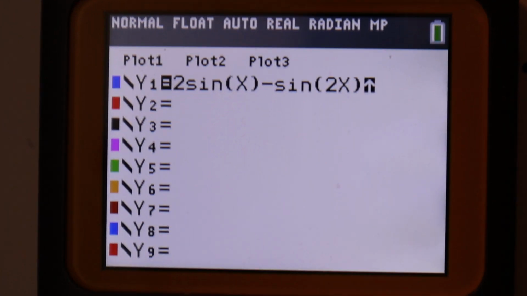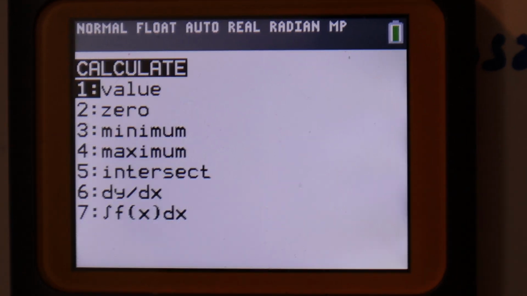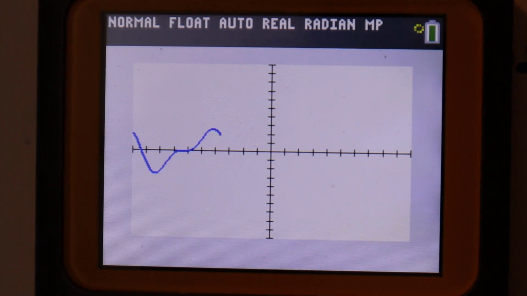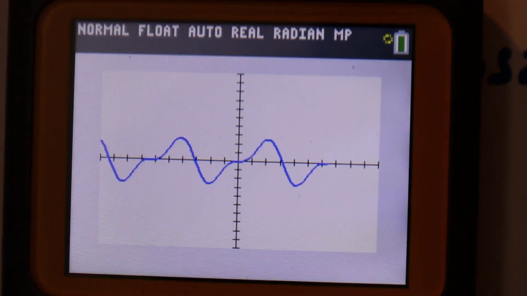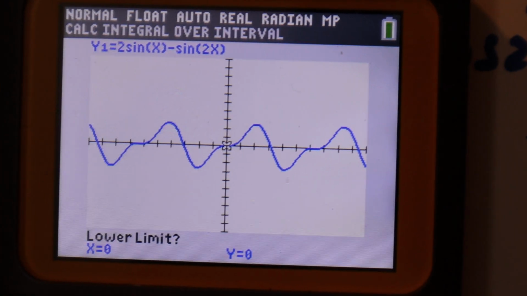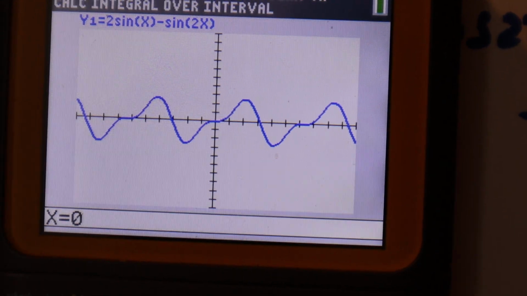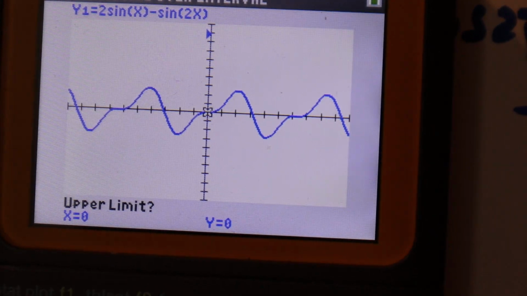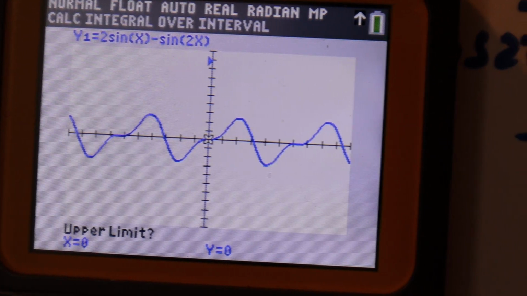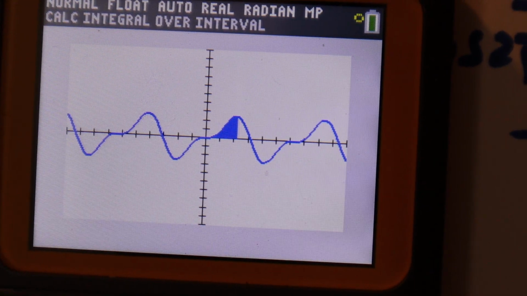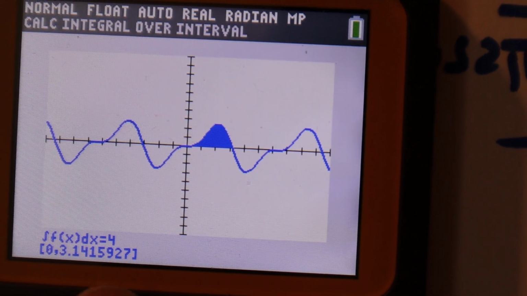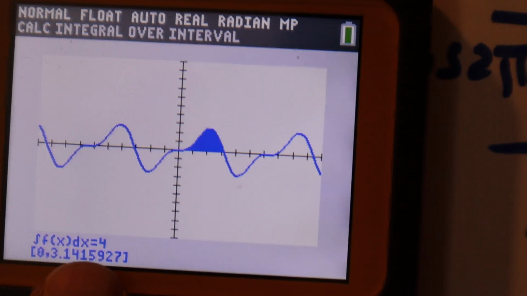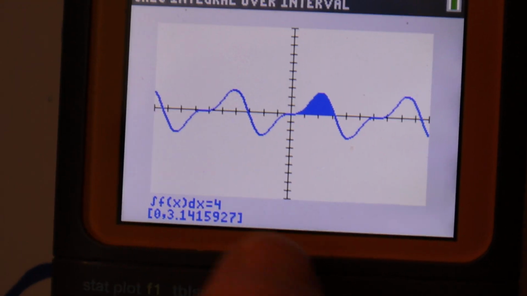So second trace, press 7, and we need to do the integral from 0. The first bound is 0, enter, and then pi, which is second, cross pi, enter. And you see the area under this curve is 4 graphically.